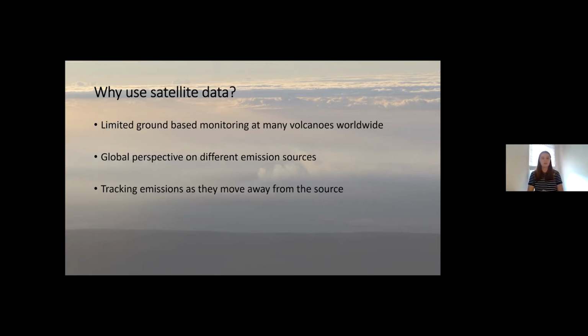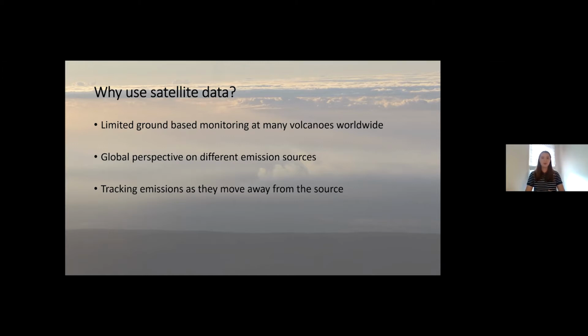So why do we use satellite data? Well, obviously, making measurements on the ground can provide very valuable information on emissions. However, these measurements can be limited. This is often because making these measurements can be expensive, and there are limitations associated with the remoteness of some volcanoes or difficult terrain. So there's a lot of logistical challenges, which means that having a continuous ground-based monitoring network in place, or even just conducting field campaigns, is not always viable. And so using satellite data, we can begin to fill in some of these gaps on monitoring worldwide.